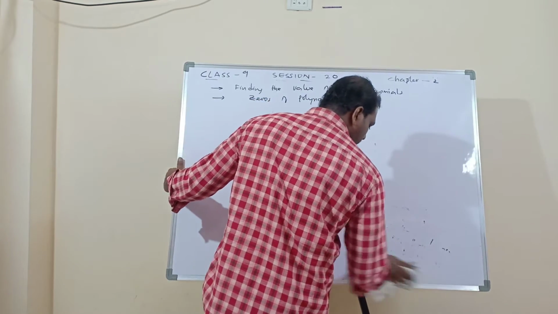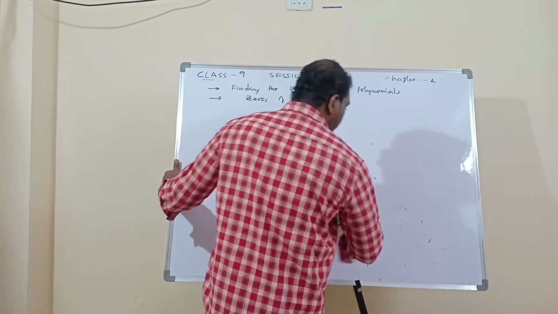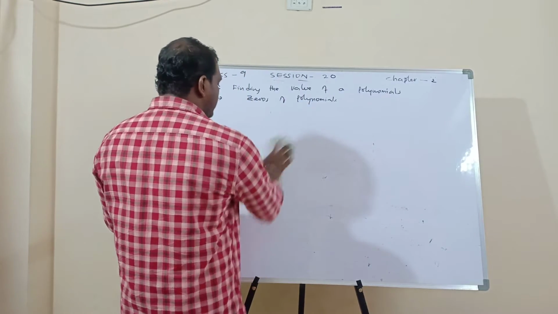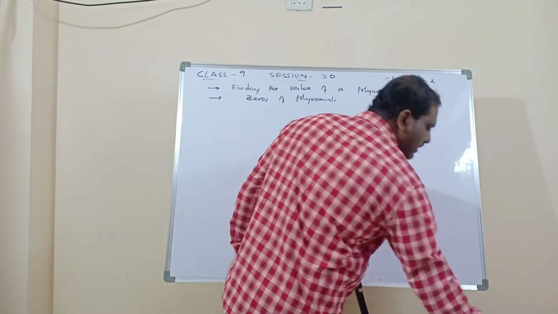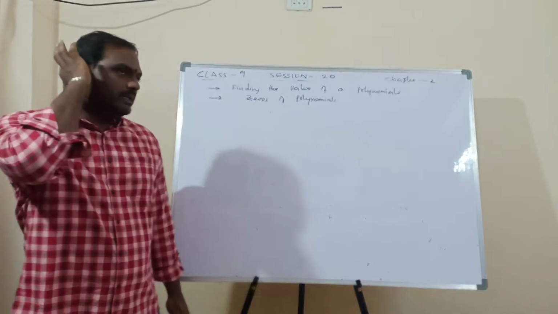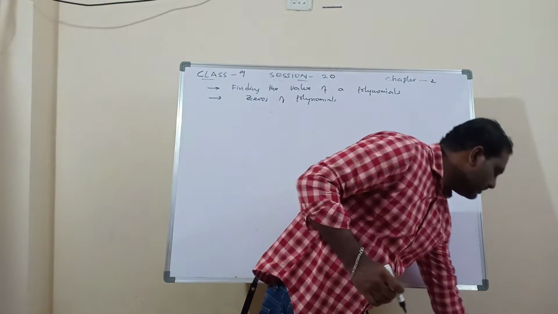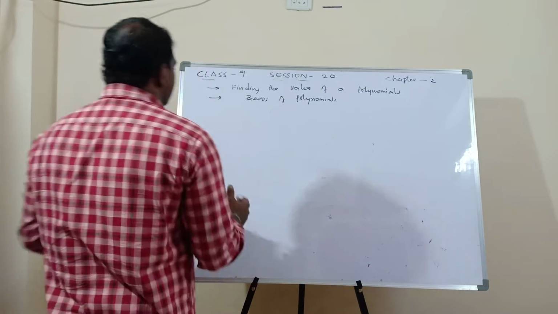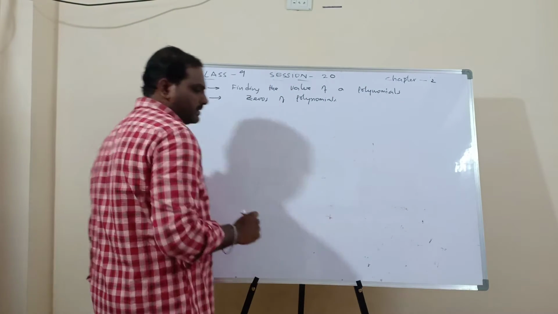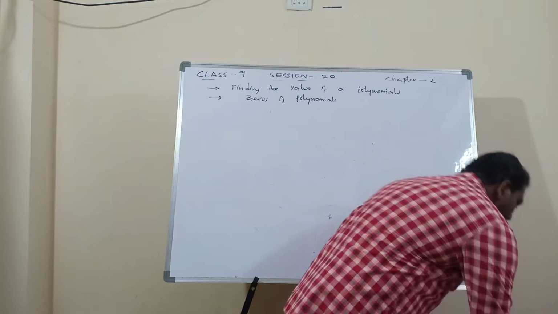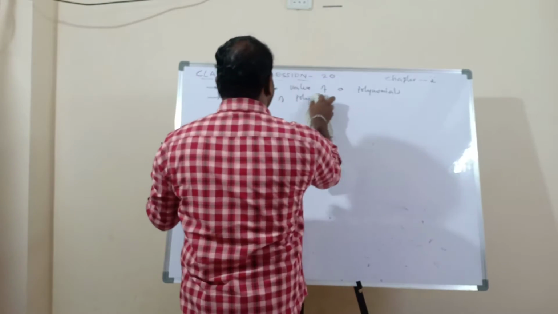So here they will give a polynomial in one variable, and we have to find the value of that polynomial at particular values. For example, let us look at this question. Finding the zero of the polynomial. I'll continue in the next step.